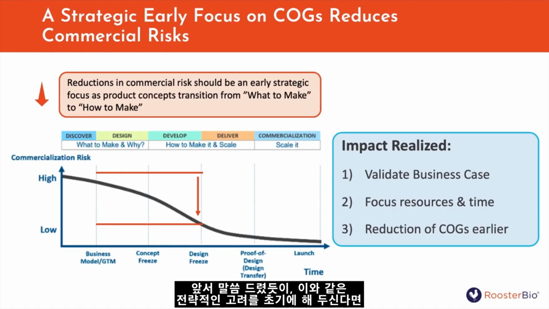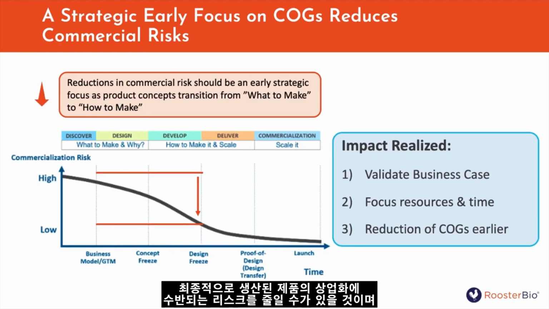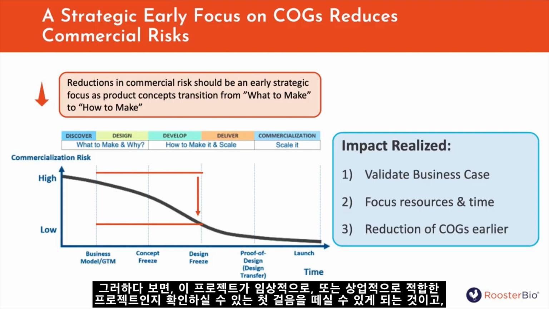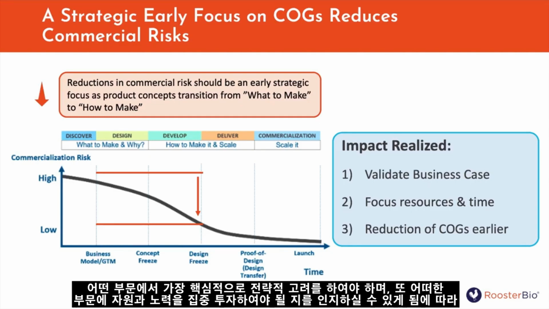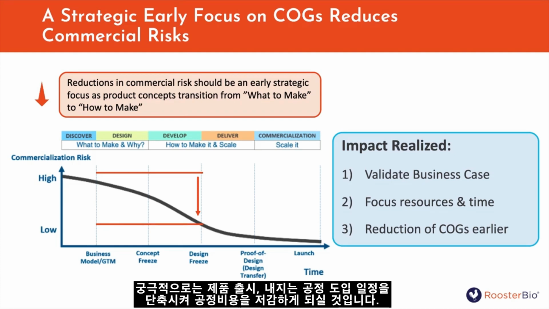As mentioned, this early strategic focus reduces your end product commercialization risk. This is especially true as you shift focus from what to make to how to make it. Ultimately, this allows you to begin to validate your business case to ensure clinical and commercial viability, helps to guide and focus resources and efforts to key strategic areas. Ultimately, this will lead to earlier implementation of products and processes that reduce your end product costs.